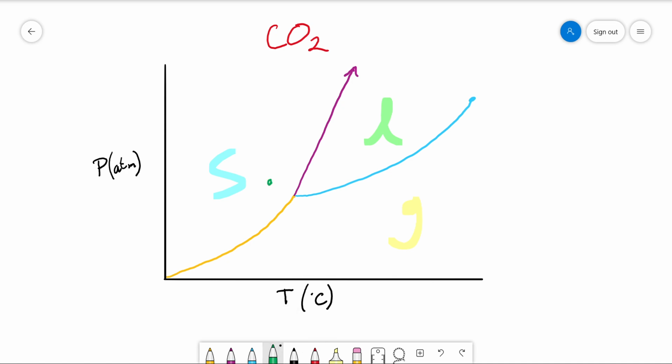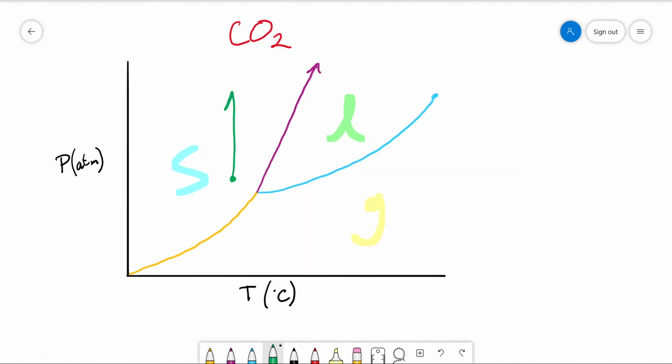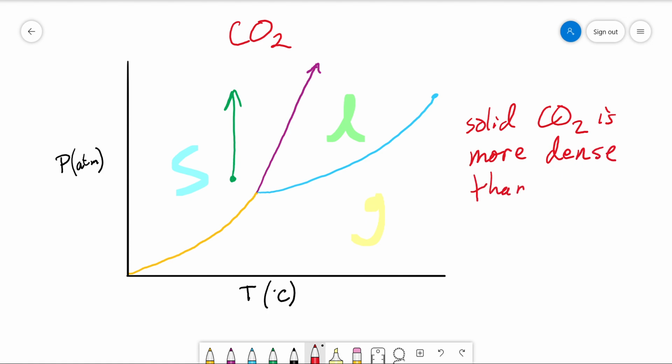Let's just say we start off right here, and it doesn't matter which temperature and pressure you pick. If it's in the solid phase for CO2, you go up, you're never going to liquefy. It's never going to melt. That's because solid CO2 is more dense than the liquid. If we had liquid CO2, and we put a cube of solid CO2, the solid CO2 would sink. Solid CO2 is more dense than the liquid.